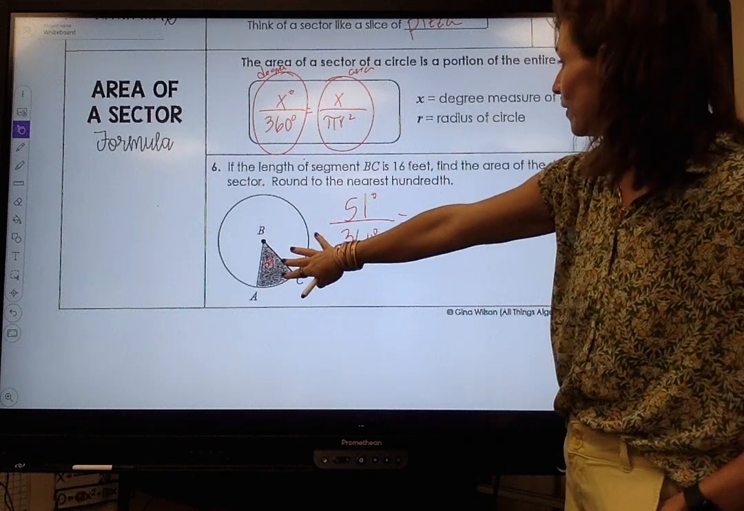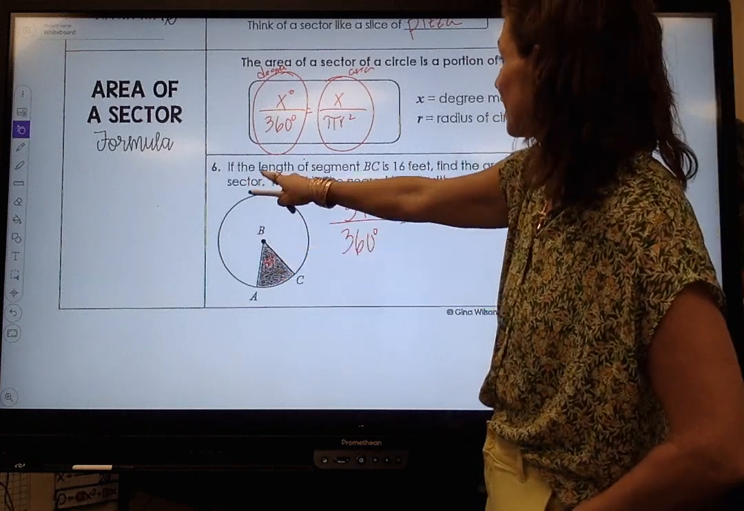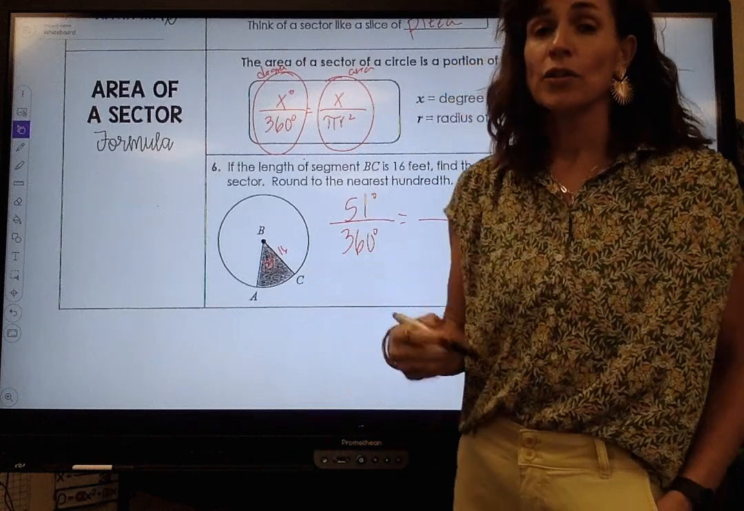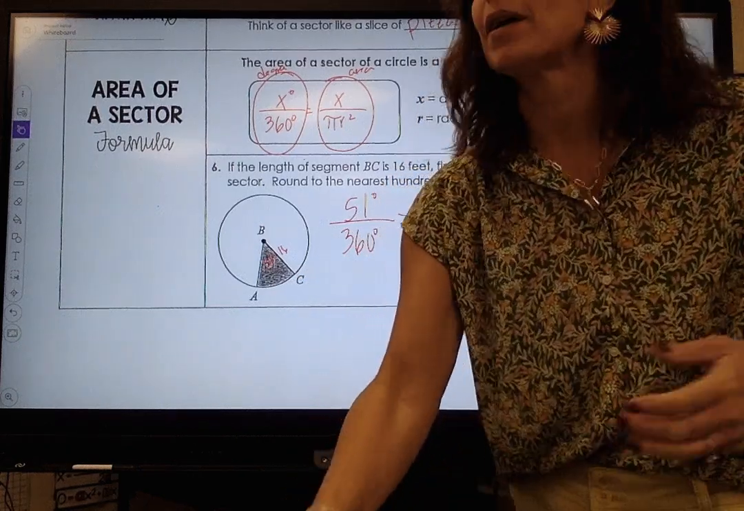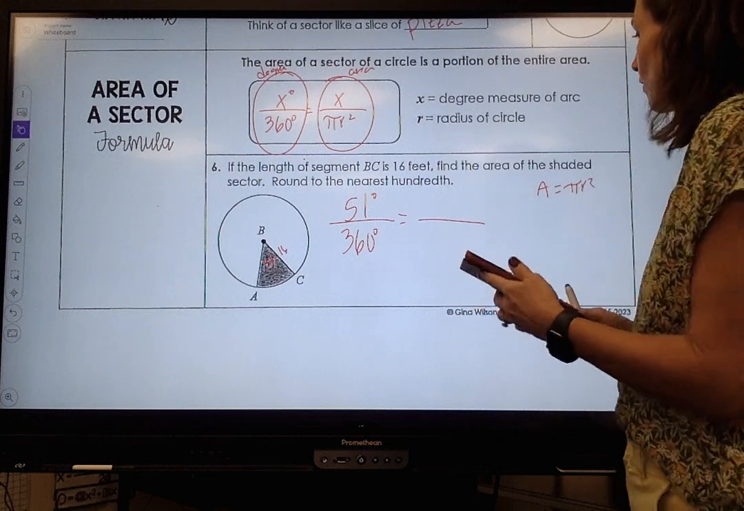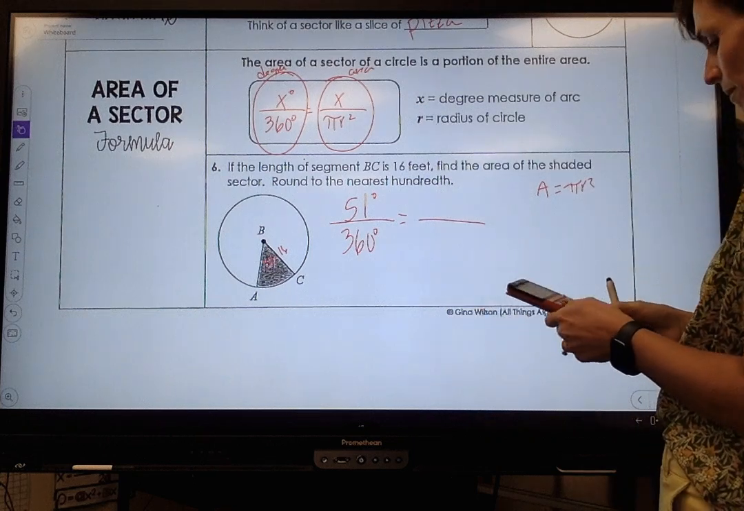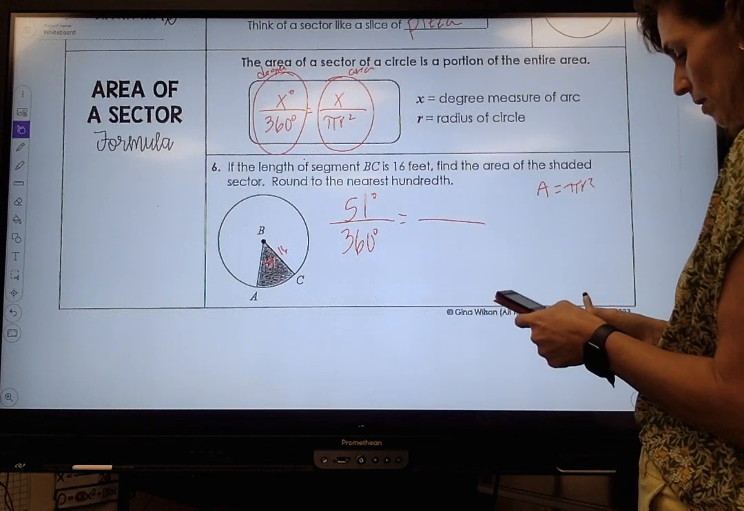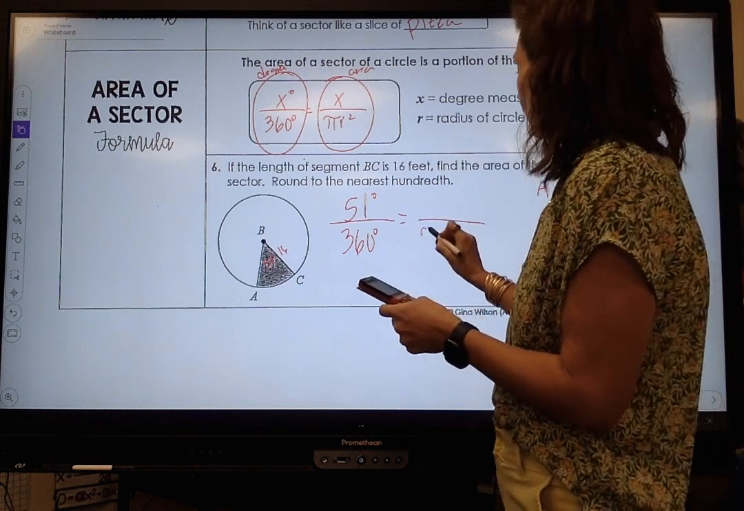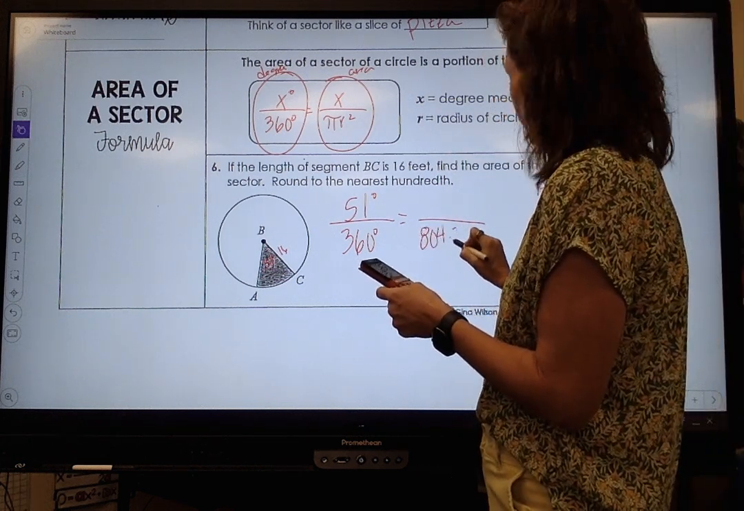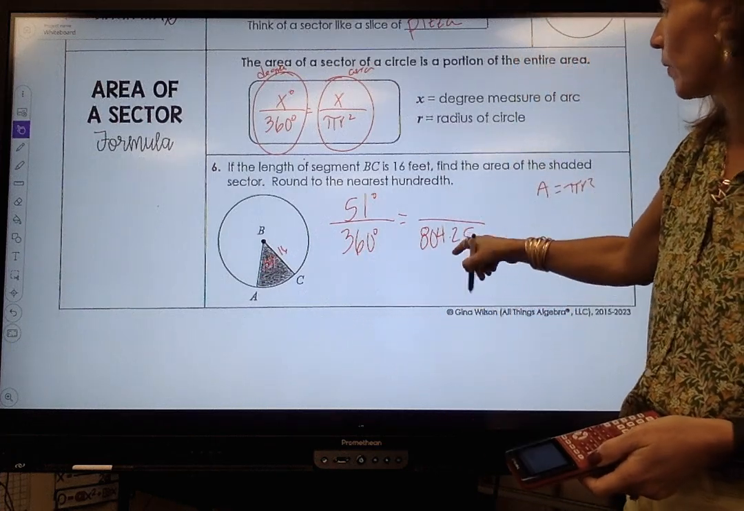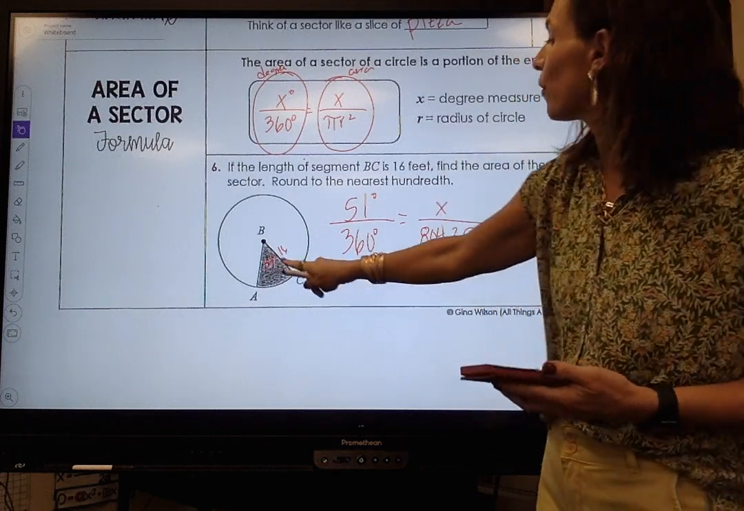Can I find the area of this? Sure, because it says that the length of segment BC is 16. So that means I can find the area of my circle. Area is pi r squared. So now I'm going to do pi, my radius is 16, squared. And I know that it's 804.25 square feet. And I'm looking for this area.